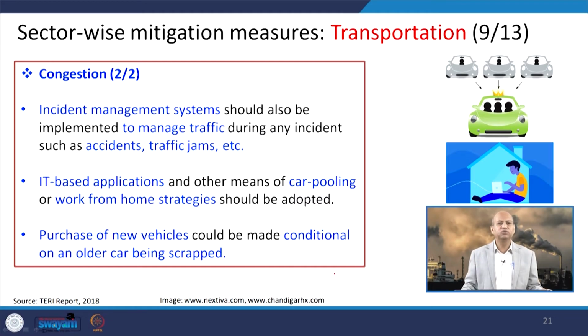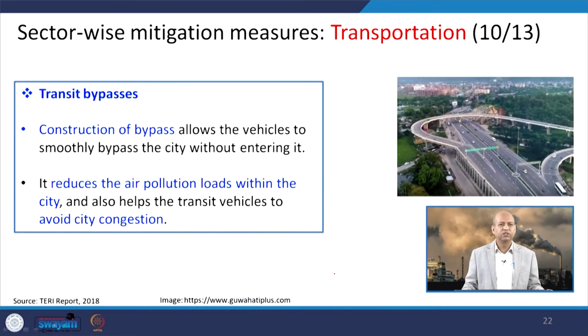Then purchase of new vehicles could be made conditional on an older car being scrapped. Nowadays even this scrapping policy is in force. If we talk about transit bypasses, so that vehicles, like trucks or people who are going long distances, do not need to enter every city if there are bypasses for those particular cities. So, they go with the same speed, they bypass the city, they do not enter into the city, and if a lot of vehicles enter into the city then of course they will emit a lot of emissions. So, that way those emissions can be avoided in the city.